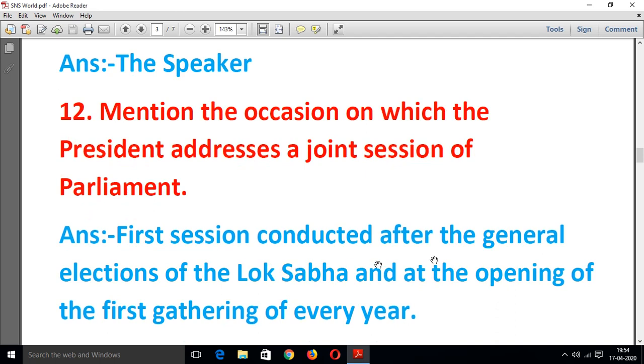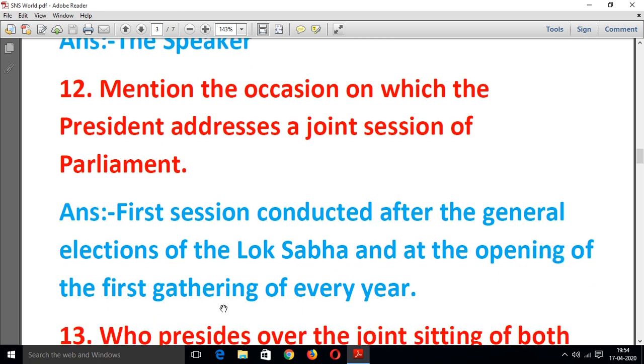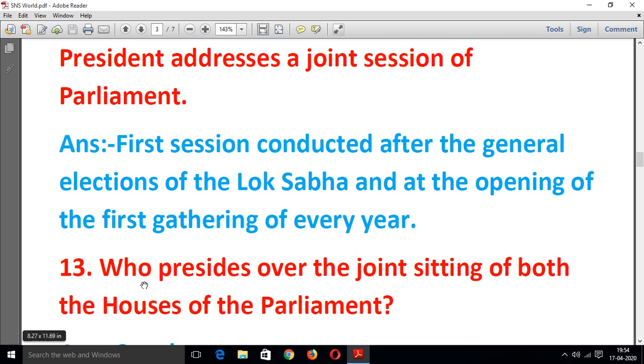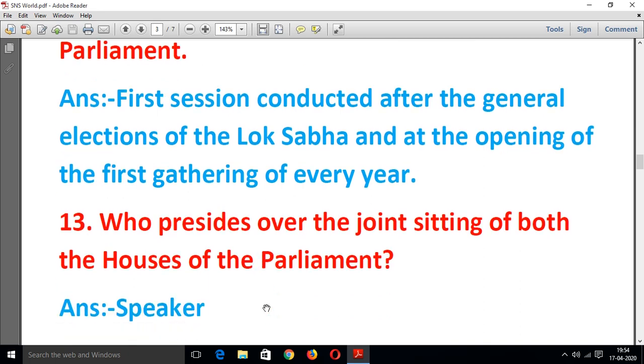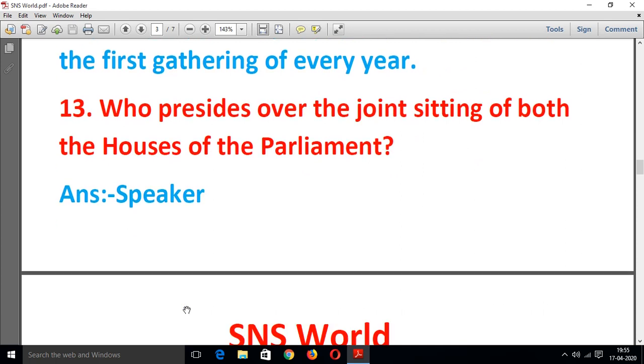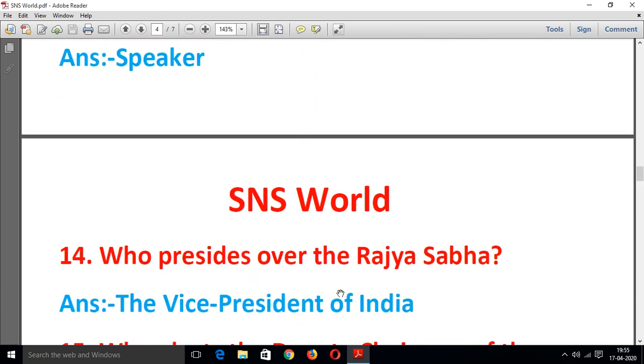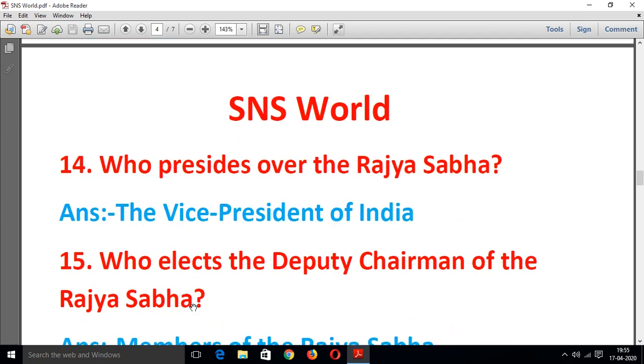Mention the occasion on which the President addresses a joint session of Parliament. The first session conducted after the general election of the Lok Sabha and at the opening of the first session of every year. Who presides over the joint sitting of both the houses of Parliament? The Speaker. Who presides over Rajya Sabha? The Vice President of India.